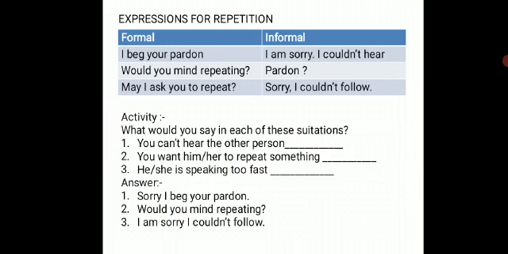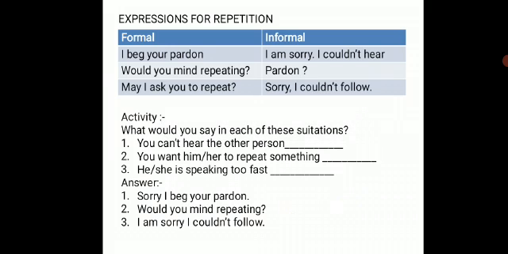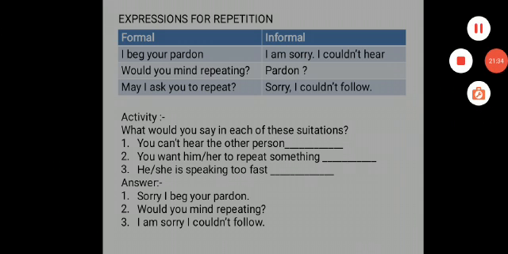So the answer for the first, you can't hear the other person. What will you say? Sorry, I beg your pardon. Second, you want him or her to repeat something. Would you mind repeating? Third, he or she is speaking too fast. You should say, I am sorry, I couldn't follow. So I hope, students, you remember these functions you have learned, please don't forget them, and do all the activities.